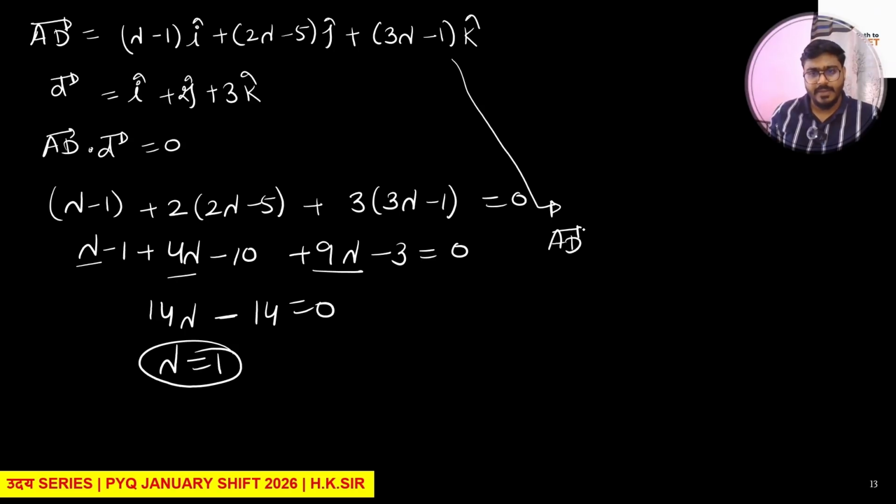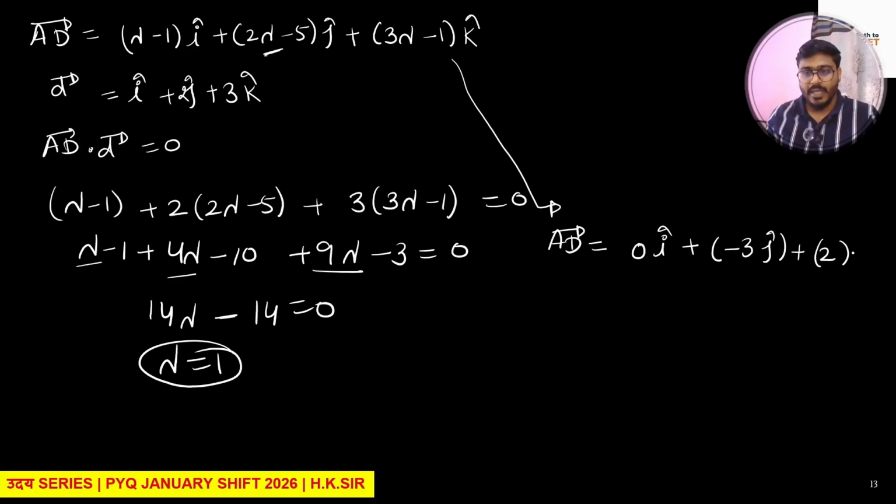What is the AD vector? Put lambda equal to 1. So 0 i cap plus 2 minus 5, put lambda equal to 1 here. So 2 minus 3, minus 3 j cap plus 3 minus 1, 2 k cap.